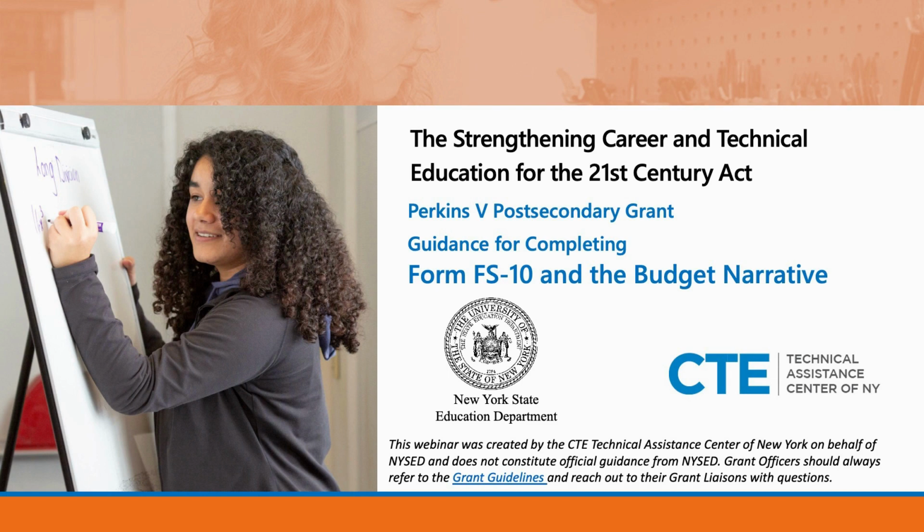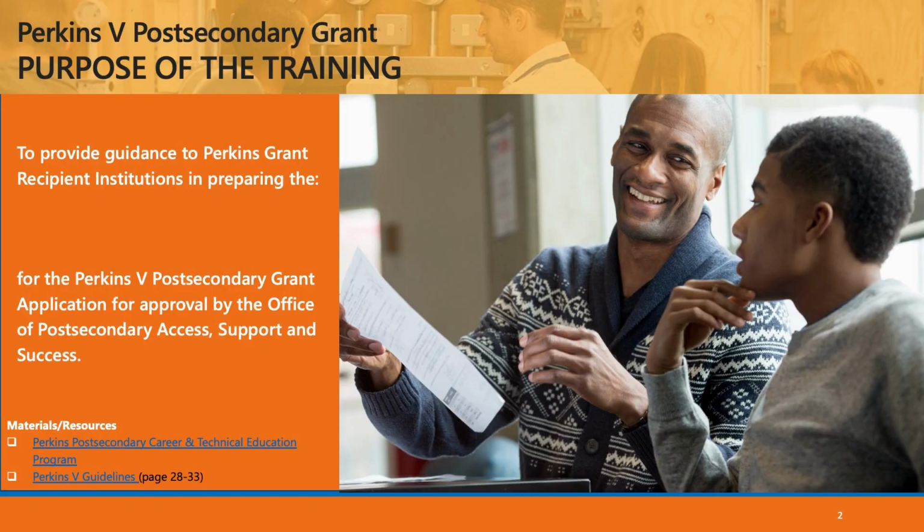If you haven't already, I would encourage you to view the new grant officer training, which can be found at the link we've provided. In today's session, we will address the FS-10, a required component of a complete application for Perkins 5 funding. The goal of today's training is to guide Perkins Grant Recipient Institutions in preparing a fully complete Perkins 5 post-secondary grant application. Specifically, we will be focusing on the FS-10 form and the budget narrative.